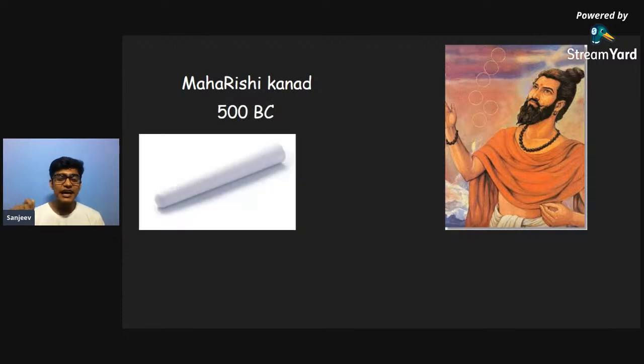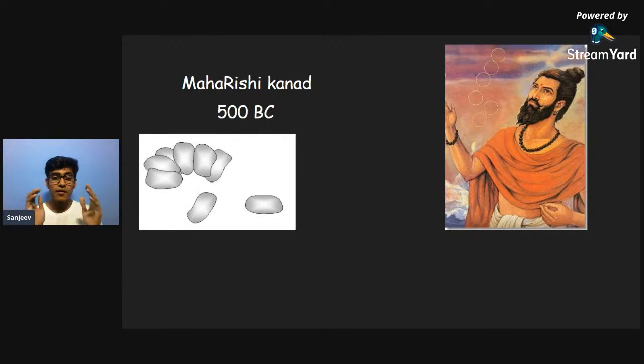He said that if we take a padarth, please remember whatever I'm saying, and if we go on dividing that padarth, we will reach a point where we further can't divide that padarth or particle. And Maharishi Kannad named that particle as Parmanu. What I just said is if we take a padarth and go on dividing it, there will be a point where we further can't divide that padarth or particle, and he named that padarth or particle as Parmanu.